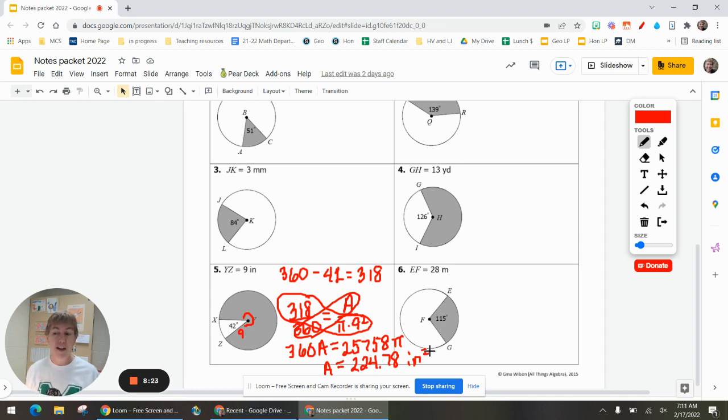So there you have it. There's other examples to try. Hopefully they go well.